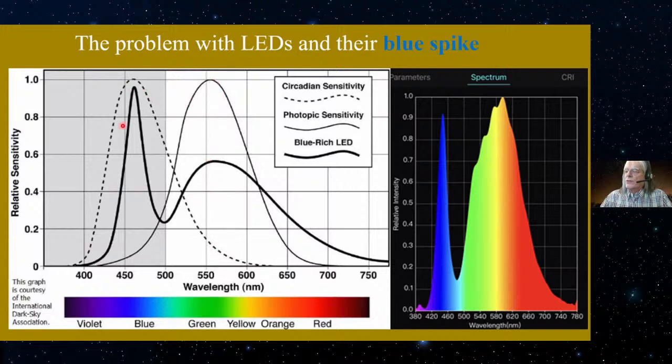At night, it shifts into the blue. And here's that blue spike. And so if you've been annoyed by those blue headlights coming at you, yep, that's why. Your eyes really don't want to see that. They're too sensitive to it at night.